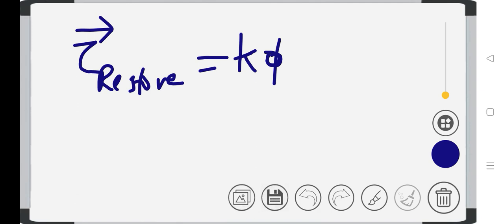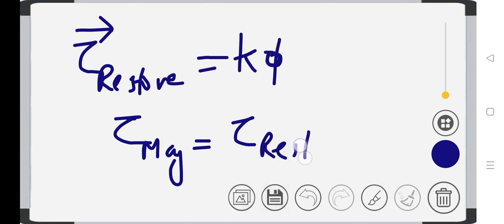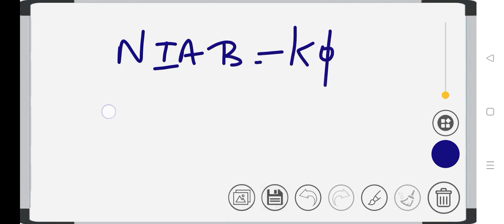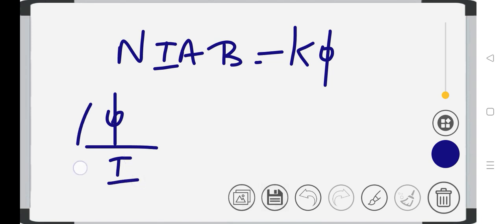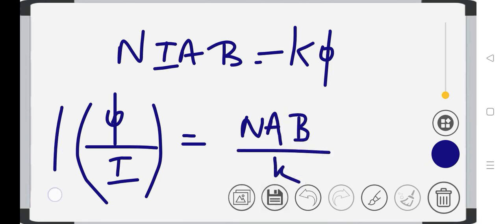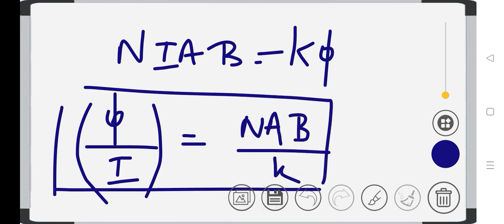So this restoring torque is equal to K phi. The purpose of this restoring torque is to counter the magnetic torque. That is, the magnetic torque equals the restoring torque, so it will balance it. So NIAB equals K phi, and from that we get the current sensitivity of a galvanometer, that is phi by I equals NAB by K. It's very important. This is the current sensitivity of a galvanometer.